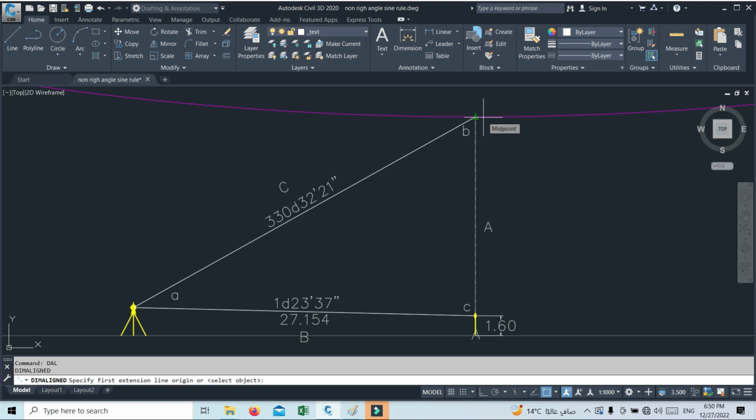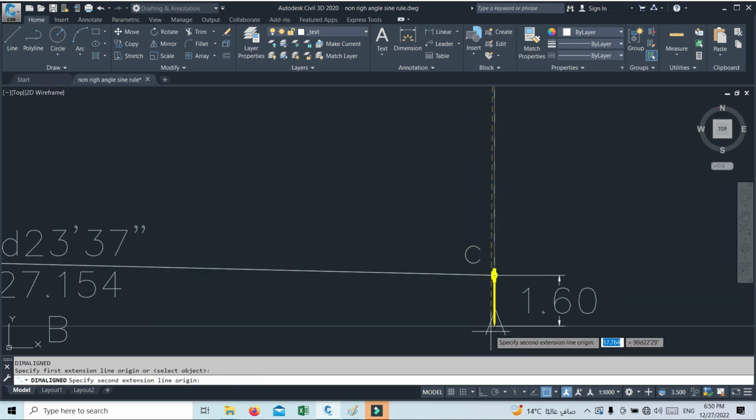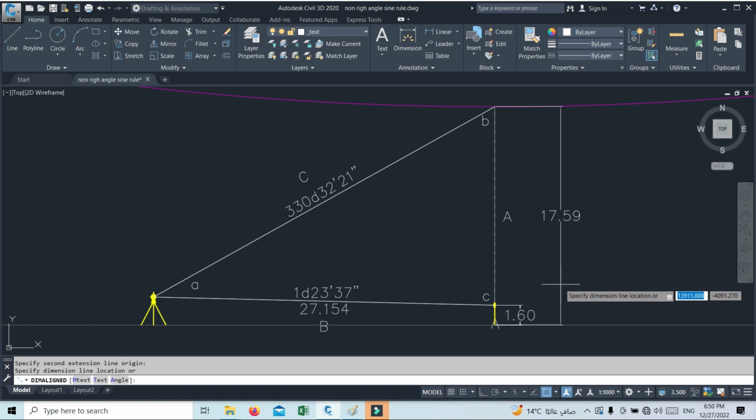From the bottom of the cable to the ground, 17.59.